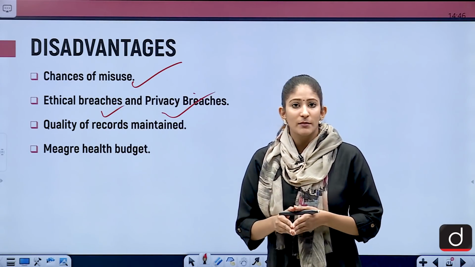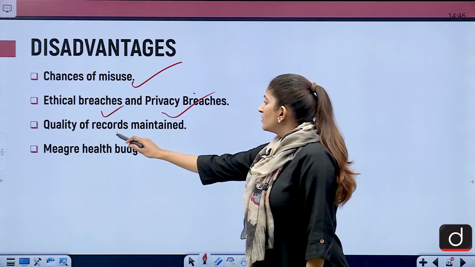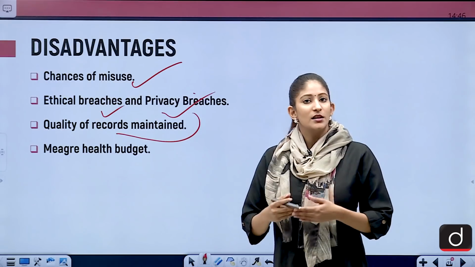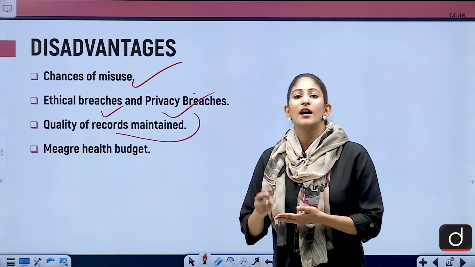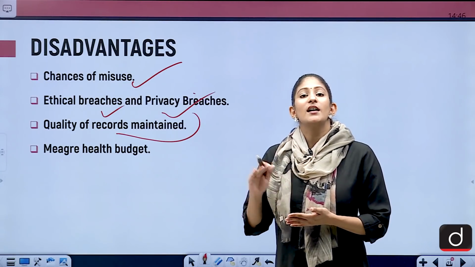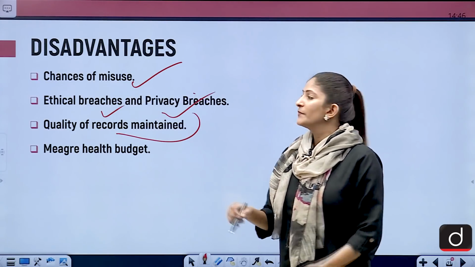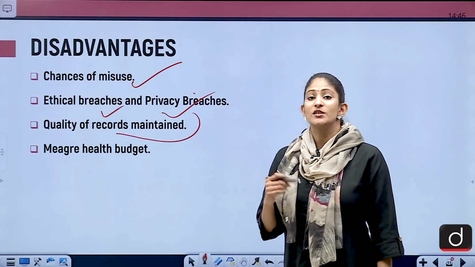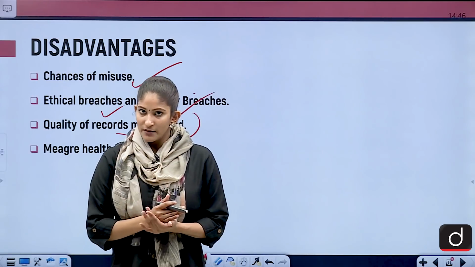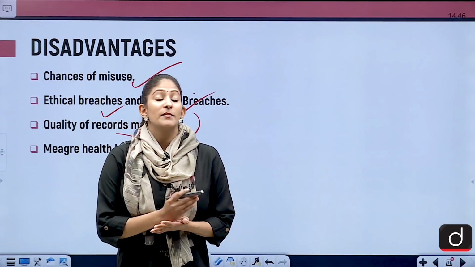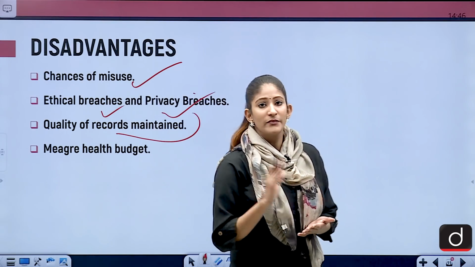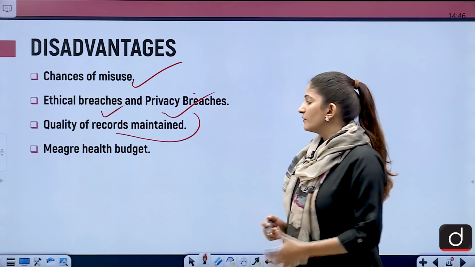This is another problem. And also quality of records maintained, in the sense that whatever details have been provided are correct or not, complete or not. So these are other problems that National Digital Health Mission needs to take care of, because if the proper information is not available or the information available is incomplete, then it will do more damage than good to the patient and the entire public health infrastructure.